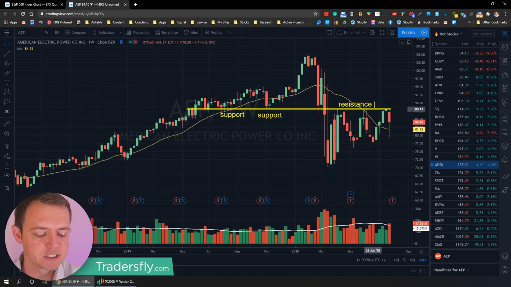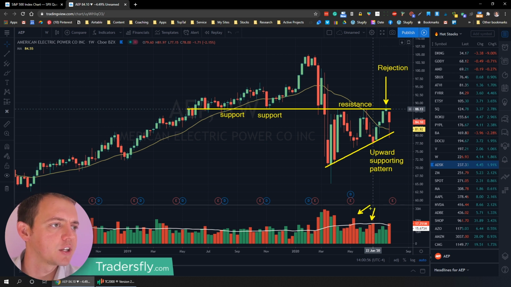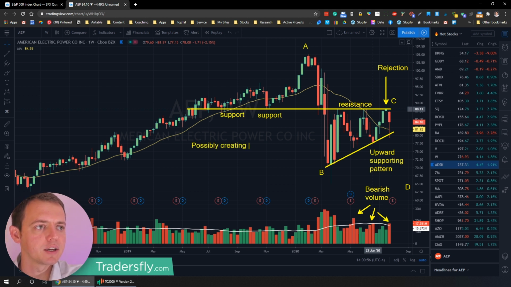Here is your resistance. If you look at this pattern right there, you can see this upward supporting pattern right here. So that all looks good. There's your kind of rejection. So if you're trying to play in this range, this is kind of creating some bearish bars and some bearish signals. So the stock could be creating an A to B, possible C, and maybe, who knows, a D pattern over here. So possibly creating an ABCD pattern to the downside, but that doesn't mean you can't trade it.